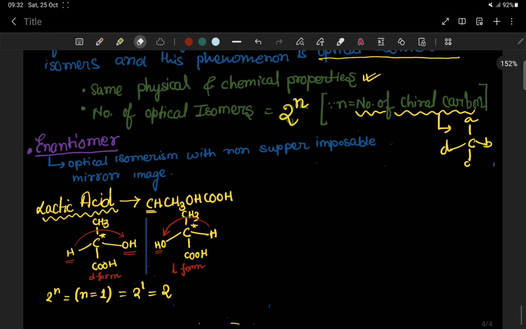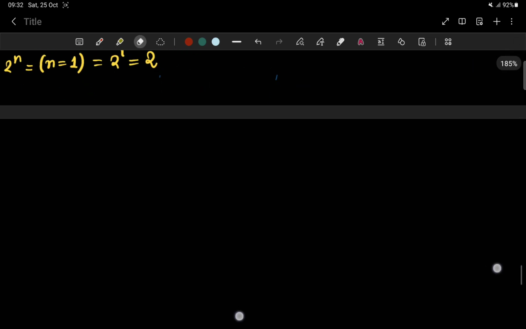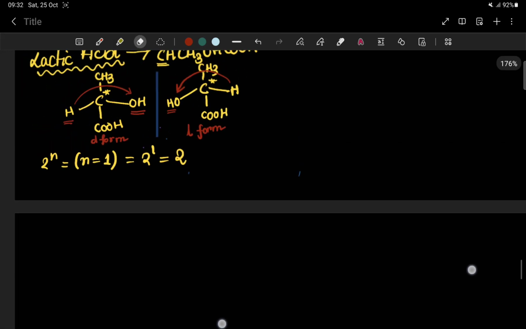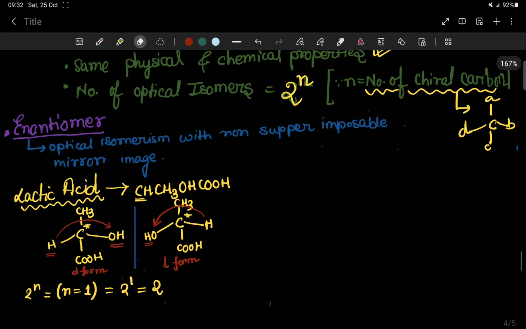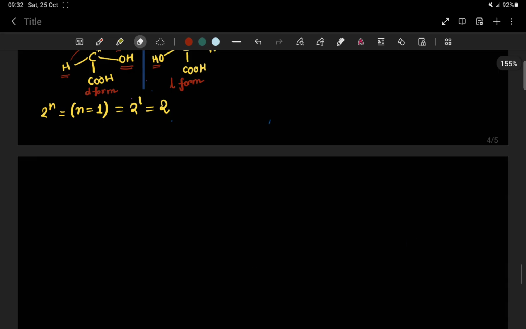Done. So our next example is going to be where 2 to the power n is equal to 2. Next topic is 2 to the power n, that is our tartaric acid. But before that, what is tartaric acid? Before I move to it, as you can see, tartaric acid is not a superimposable mirror image.